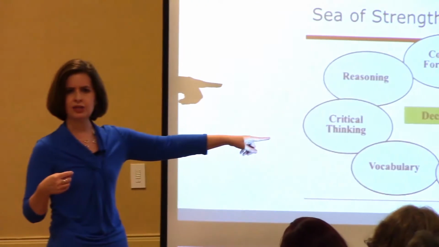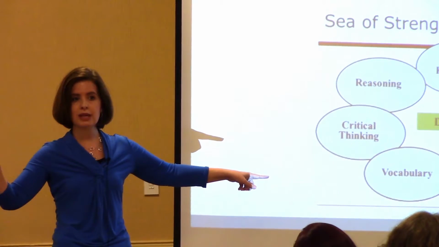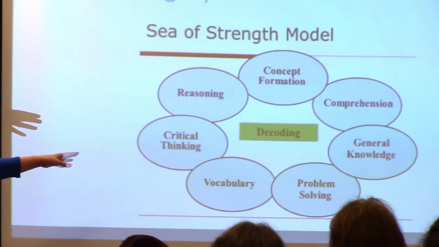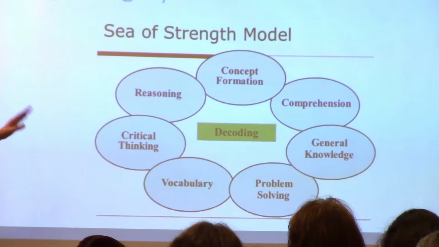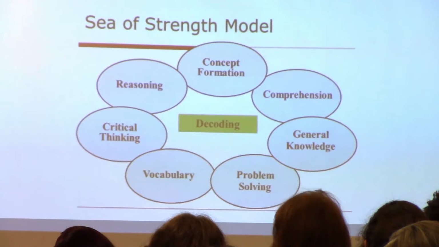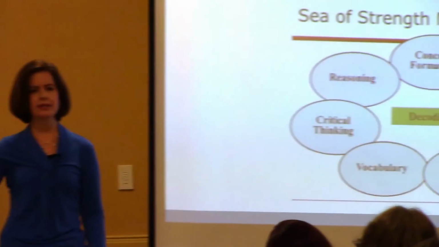Their general knowledge is good. They're a really bright kid. Problem solving. They solve problems like nobody else, or they're really good with problem solving. Vocabulary is good. Critical thinking, reasoning, concept formation. But they still can't read very well. They can't decode. When I have a student like that in my classroom, I should say, I wonder if this child is dyslexic. They seem to have all of these strengths, a sea of strengths, just this one weakness. I wonder if this child is dyslexic.